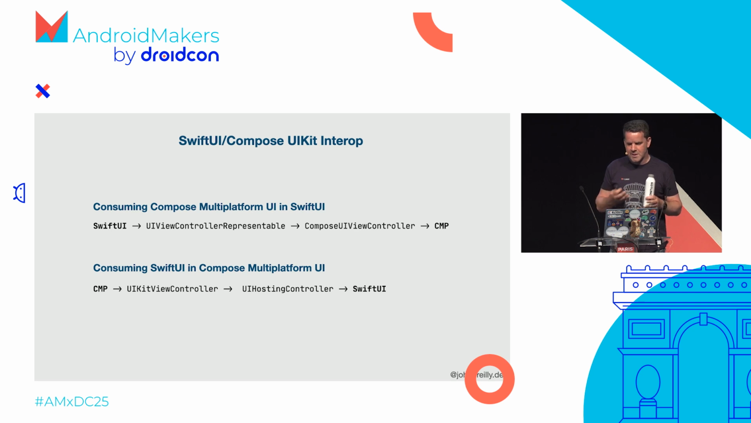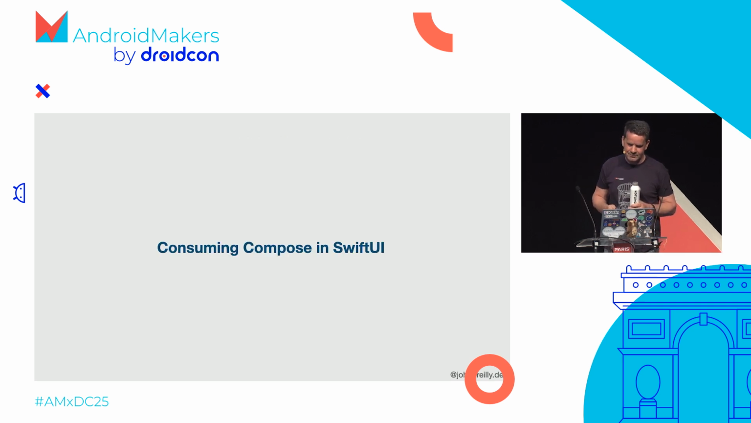And another view of these same classes here, showing the interop options they enable, using SwiftUI's UIViewControllerRepresentable and CMP's ComposeUIViewController to allow consuming Compose code in SwiftUI, and similarly using Compose's, or CMP's, UIKitViewController and SwiftUI's UIHostingController to allow consuming SwiftUI code in Compose. So let's firstly look at an example of how we can consume Compose code in SwiftUI.